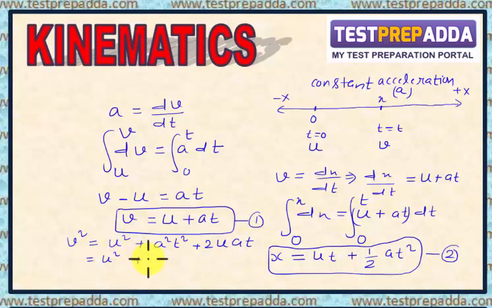Now, take 2a common here. If I take 2a common here, then this will give you ut plus, and here you will get half at square. Okay, so ut plus half at square is what? x, and that is why it becomes 2ax. So finally, the relation comes as v square is equal to u square plus 2ax.